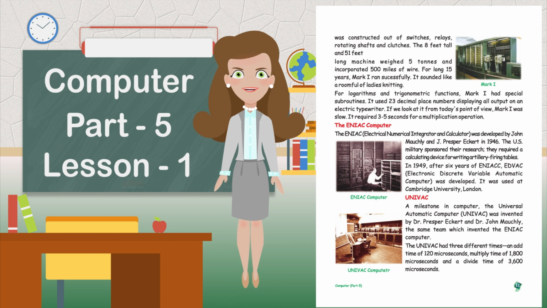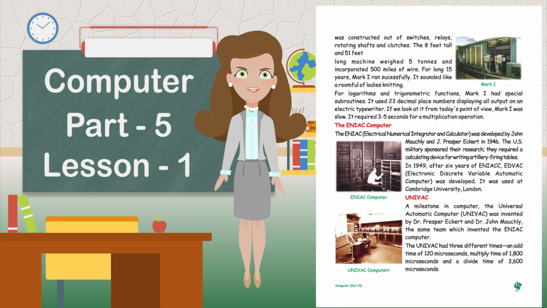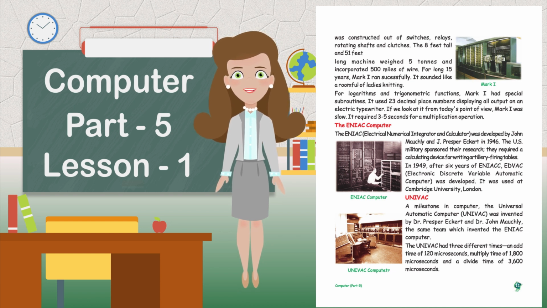For logarithms and trigonometric functions, Mark I had special subroutines. It used 23 decimal place numbers, displaying all output on an electric typewriter. If we look at it from today's point of view, Mark I was slow. It required 3 to 5 seconds for a multiplication operation.